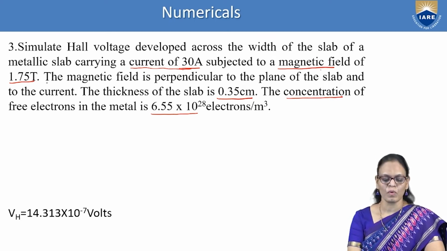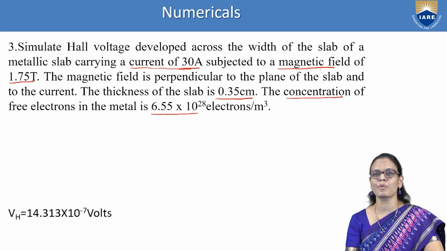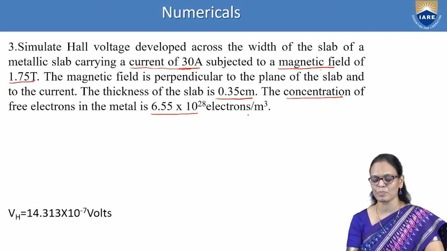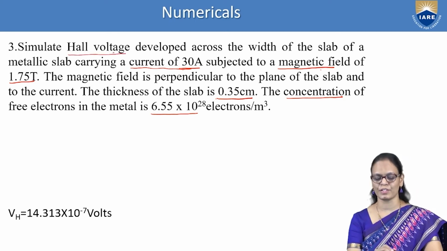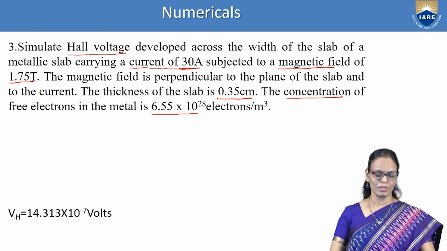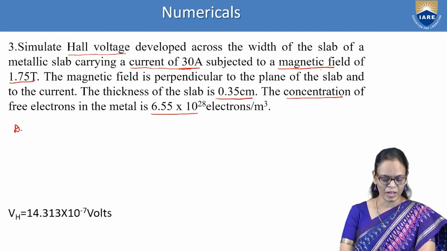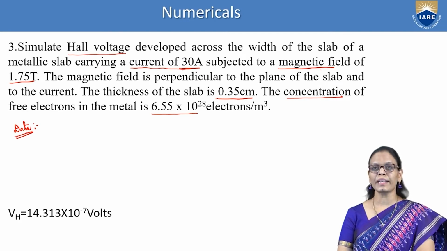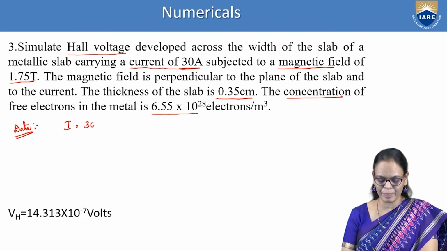So we are given the current 30 ampere, magnetic field 1.75 Tesla, thickness of the slab 0.35 centimeters, the concentration 6.55 into 10 power 28 electrons per meter cube. What we have to find? We have to find the Hall voltage. So how do we calculate the Hall voltage? Write the data first. In the data, first we write the current. I is equal to 30 ampere.